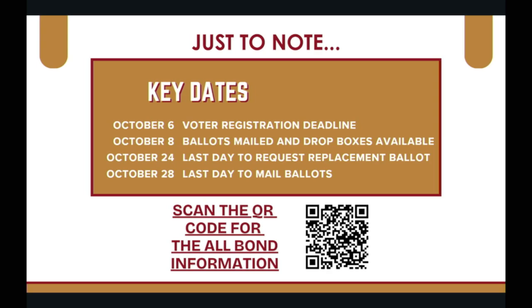So some key dates to keep in mind: October 6th is the voter registration deadline. Ballots will be mailed and dropped in boxes beginning October 8th. And the last day to request a replacement ballot is October 24th. And then the last day you can mail the ballots in is October 28th.